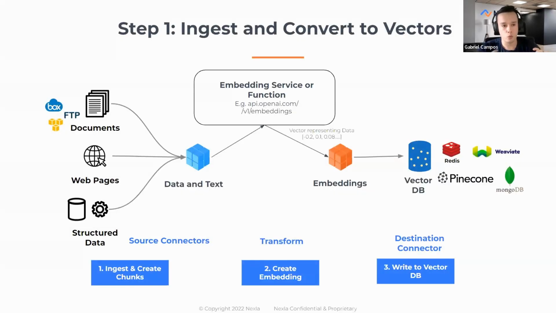So first of all, we need to prepare our data for the RAG system. It's not just about the initial setup, but also ensuring a continuous flow of updated information. So the first step in this ongoing process is ingesting free text into our vector database. We can do that by taking data from structured data sources, web pages, documents, anywhere.